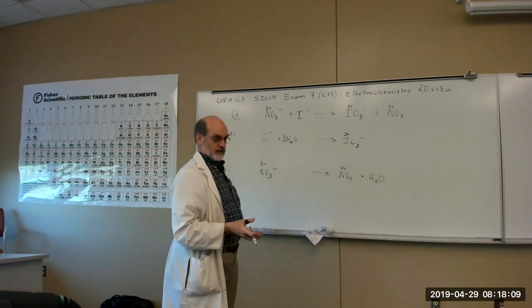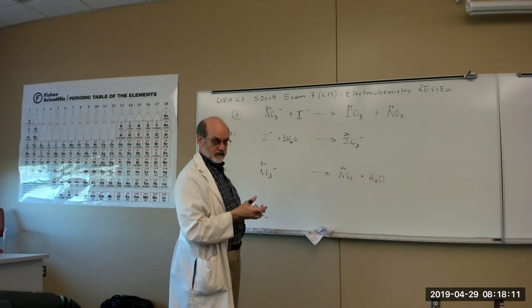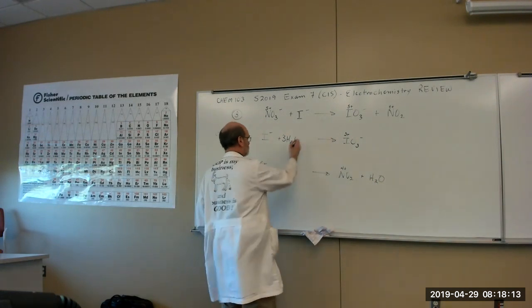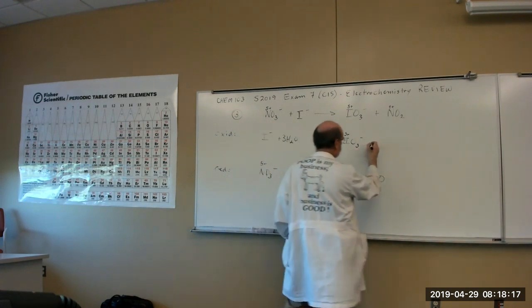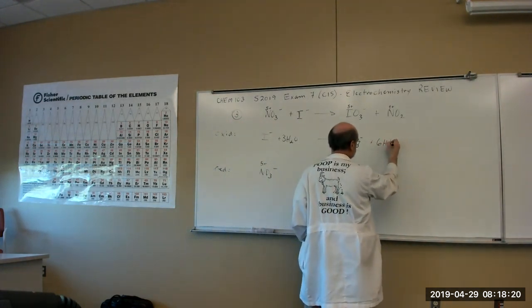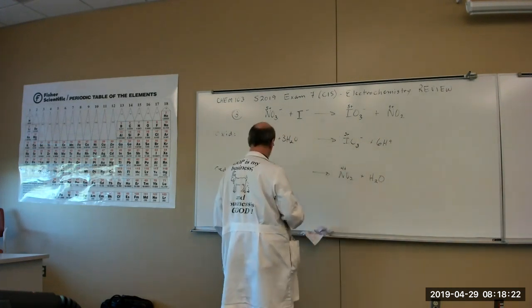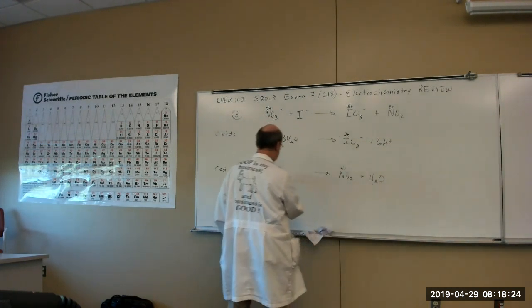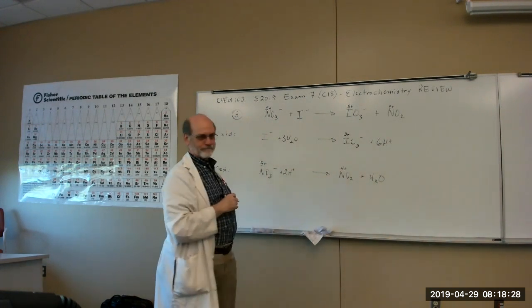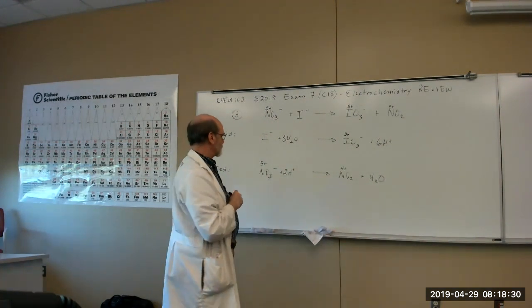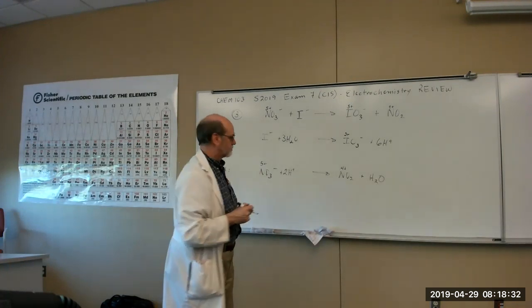Now we balance the hydrogens, as this is in acidic solution. So we've got 6 hydrogens there. That means we need 6 hydrogens here. We have 2 hydrogens there. We need 2 here. Okay. Now we can balance the electrons.